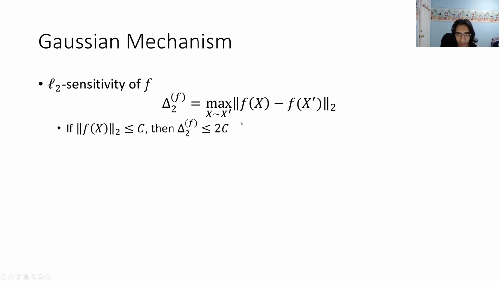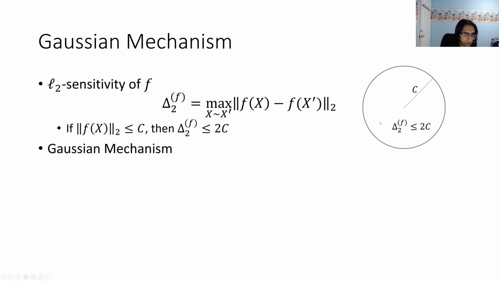And here's a simple illustration, a diagram. Imagine that you had a function whose L2 norm is bounded by c. So you say that the point lies somewhere in this ball. Well, then the sensitivity is going to be at most, say, 2c, because maybe you move one point from here to here, and the function will change by a value of at most 2c in L2 norm. Right. So with this definition in mind, we can define the Gaussian mechanism.